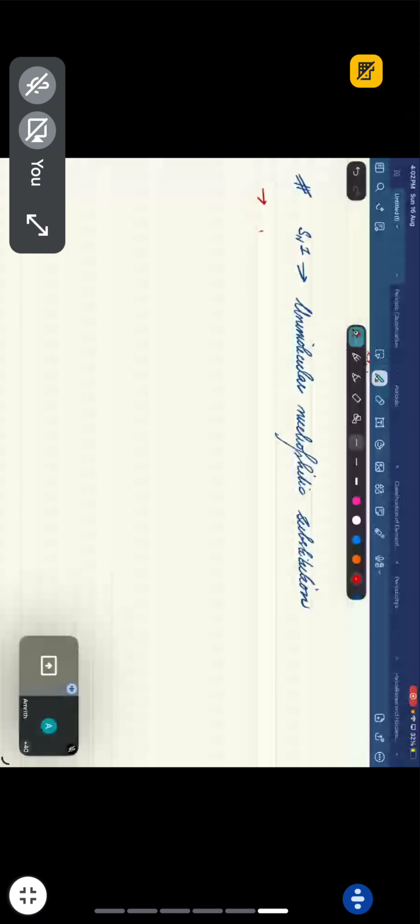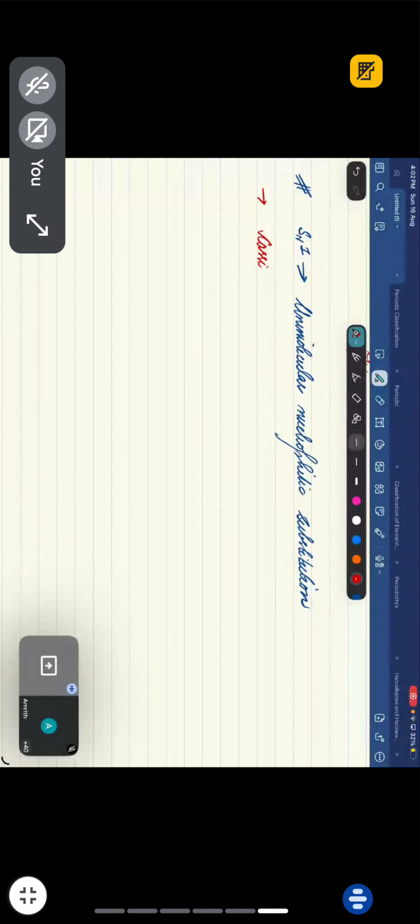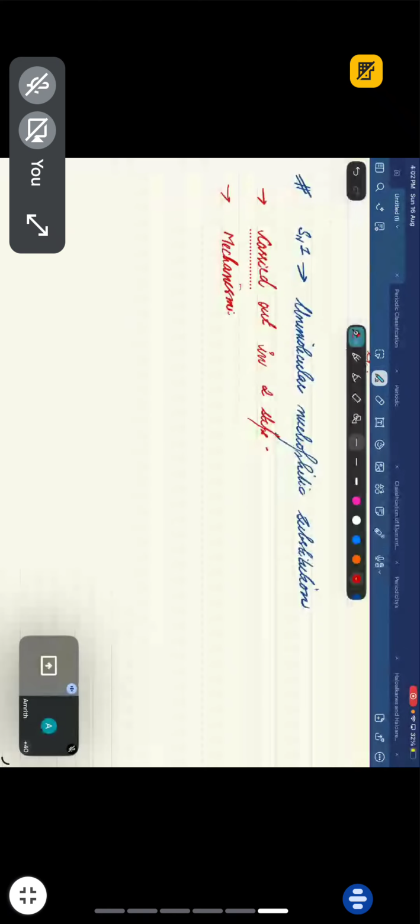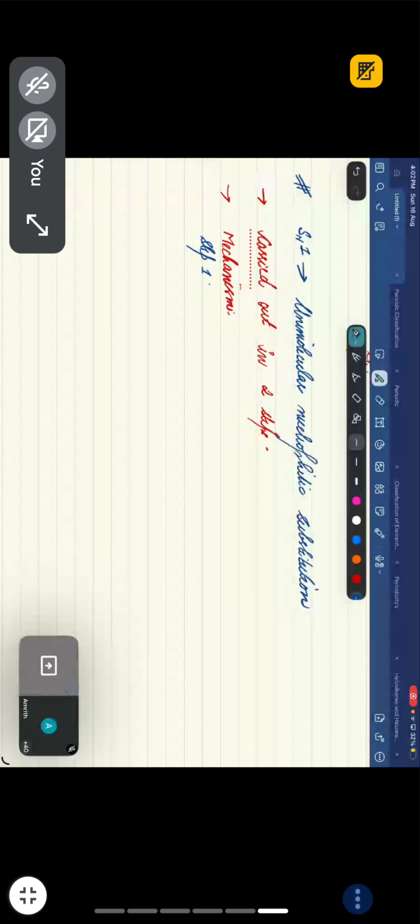SN1 is how many steps? Write down. Carried out in 2 steps. That's the first point. Write down the first mechanism. I want you to draw the entire energy profile for the steps. Step 1.